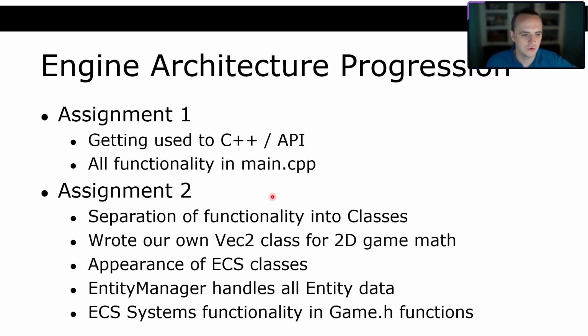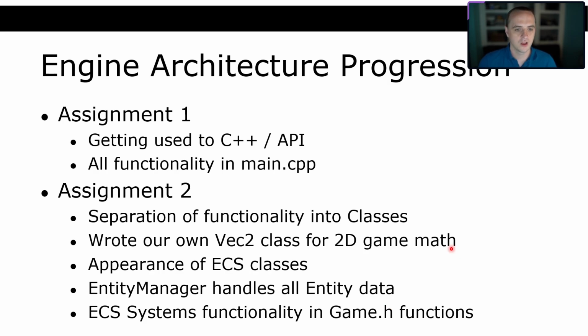In Assignment 2, we are going to have the separation of functionality into classes. We're going to write our own Vec2 class for 2D game math. Now we're starting to see the appearance of these ECS classes. So we're going to have entities, we're going to have components, and we're going to have systems. We're going to have an entity manager that handles all the entity data, and we covered the entity manager in the last class and what it's used for and how it's implemented. And the ECS systems functionality is all going to be implemented in functions in our game class.